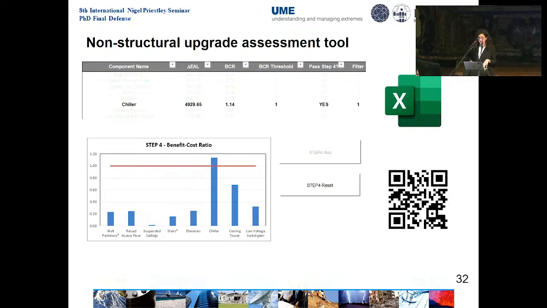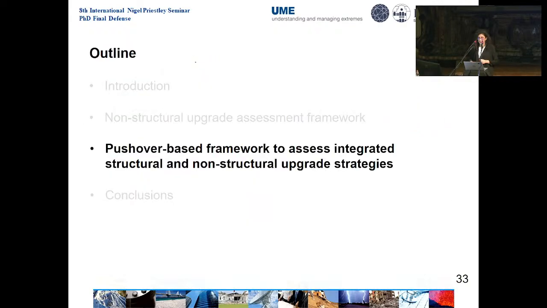Now, just to conclude this part of the presentation, we have developed an Excel tool that can be downloaded. This is the QR code to do that. And this tool can be used to run each step of the framework. So depending on the intent and the resources of the designer, they can decide to run just the first preliminary steps or all the steps till the final prioritization.